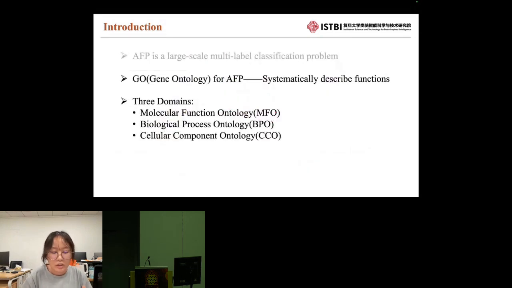On the other hand, to systematically describe functions, scientists developed GO, that is Gene Ontology, which has a tree structure and has three domains, MF, BP, and CC. It makes AFP more difficult.